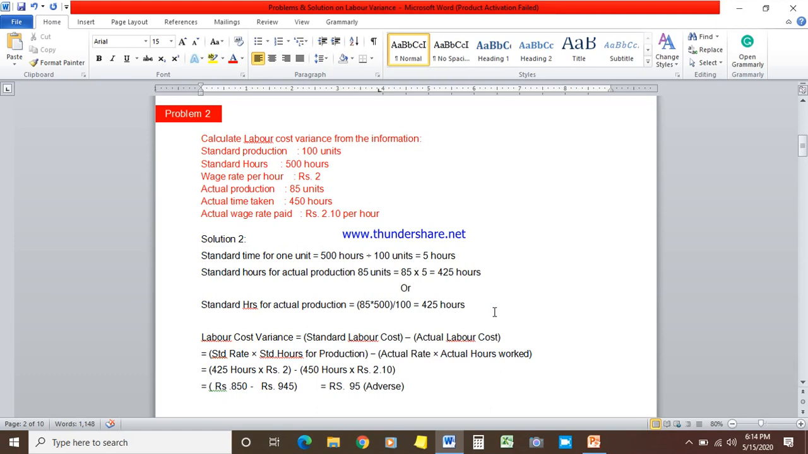Now once you know this is the standard hours for actual production, let's calculate labor cost variance. The labor cost variance is equal to standard labor cost minus the actual labor cost, which is standard rate into standard hours minus actual rate into actual hours. So by substituting the values, the standard rate is 2 rupees per hour, the wage rate, and the standard hours of production is 425 hours.